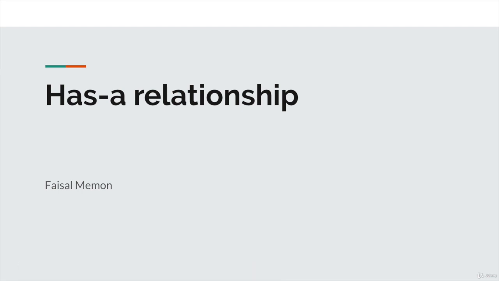So in this lecture, we are going to take a look at what the has-a relationship is in object-oriented programming. By the end of this lecture, you will have a better understanding of the has-a relationship in Java. You will also understand what composition and aggregation are. These are some of the terminologies related to the has-a relationship in Java. So let's get started.